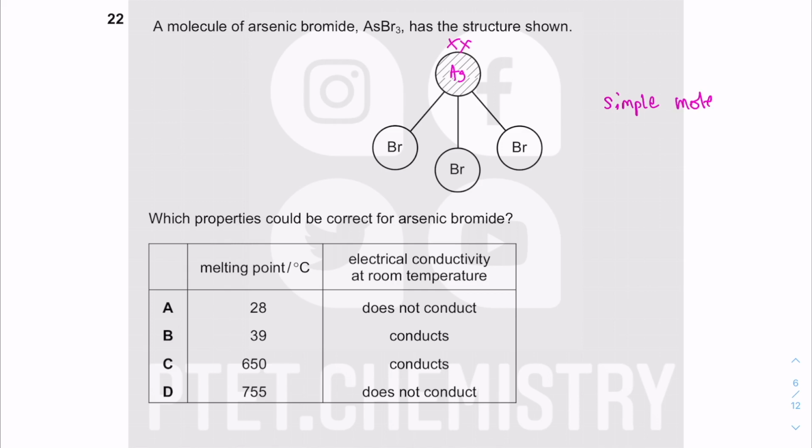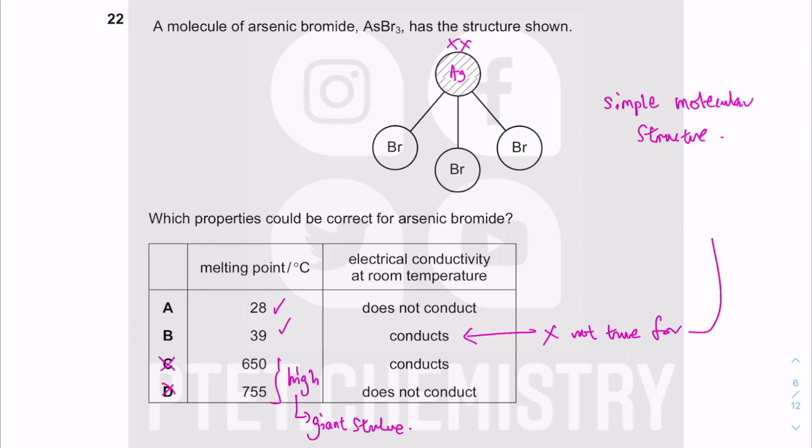So simple molecular structure would mean that they have low melting and boiling point. I'm looking at around this value are considered quite low. This is in degrees Celsius. This value are considered quite high. That suggests giant structure. Okay, so I can cross out C and D just like that. So looking at electrical conductivity at room temperature, so that one conducts, so not true for simple molecular structure. So simple molecular structure do not conduct electricity at room temperature. In fact, they just don't conduct.